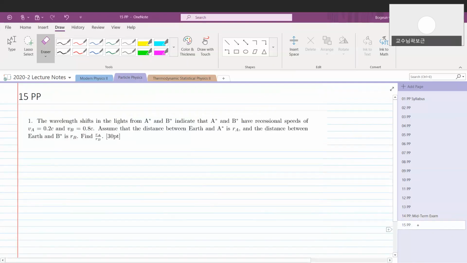So let's read about that. The wavelength shifts in the light from A star and B star indicate that A star and B star have a recessional speed of VA called 0.2c and VB called 0.8c. Assume that the distance between Earth and A star is RA, and the distance between Earth and B star is RB. Let's find RA over RB.